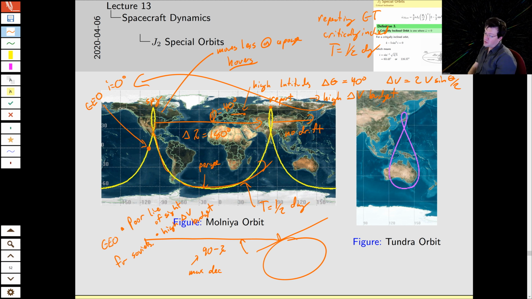There is a version of this for geosynchronous, which is the tundra orbit. Again, avoids plane change. So T equals T Earth, so the period is equal to the period of the Earth. But it's also designed so that it spends most of its time in the northern hemisphere. So it's not circular. It could be circular, and it could have that T equals T Earth, but then it would waste all this time down here in the southern hemisphere when not being useful.